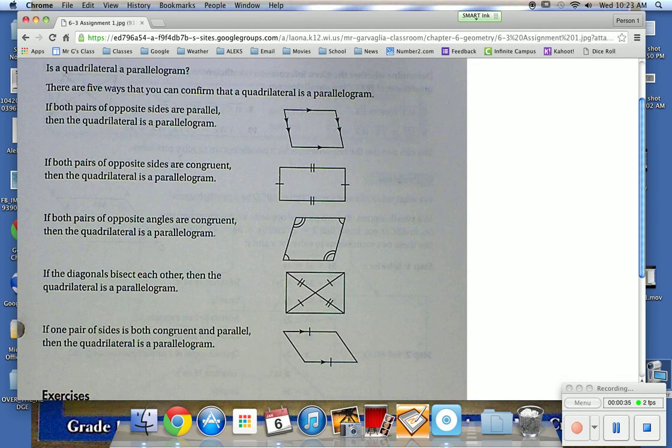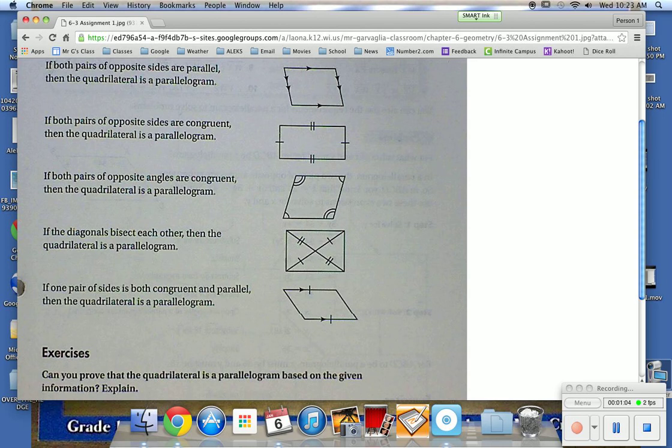If both pairs of opposite sides are congruent, in other words, the opposite sides are congruent to each other, it has to be a parallelogram. It's the only thing it can be. If both pairs of opposite angles are congruent, it's a parallelogram. If the diagonals bisect each other, all right, then it's a parallelogram.